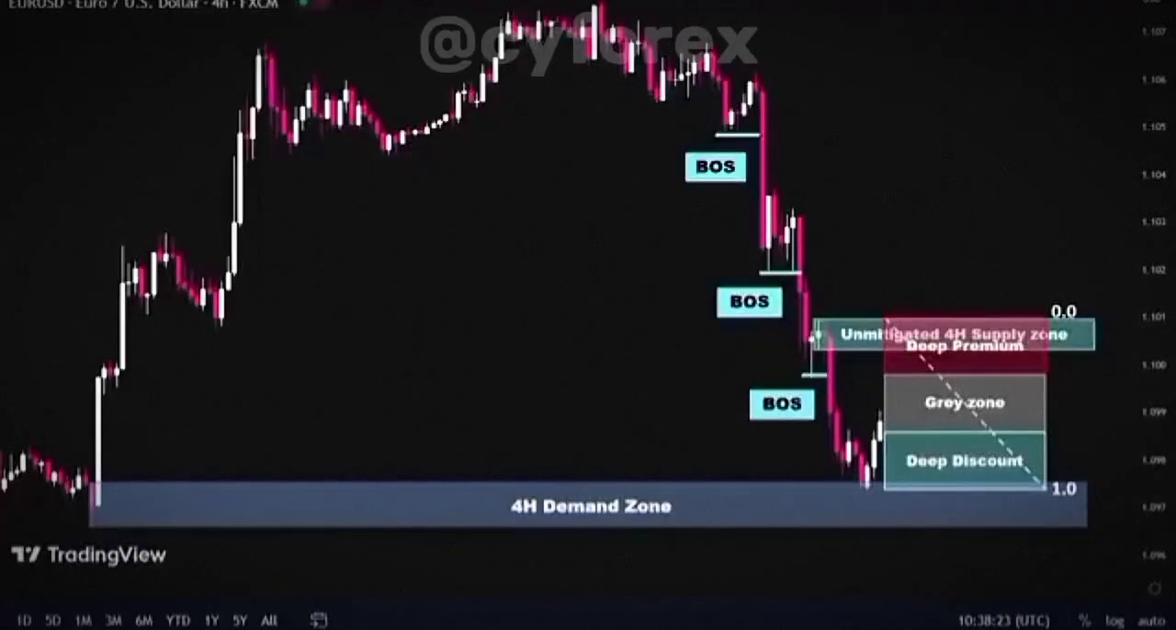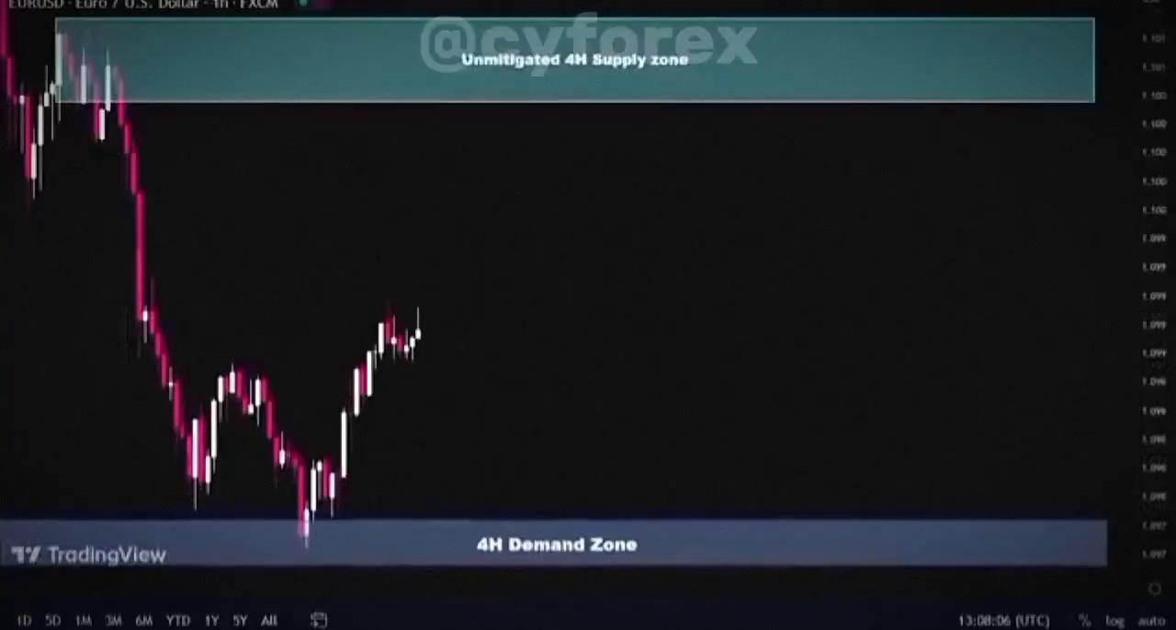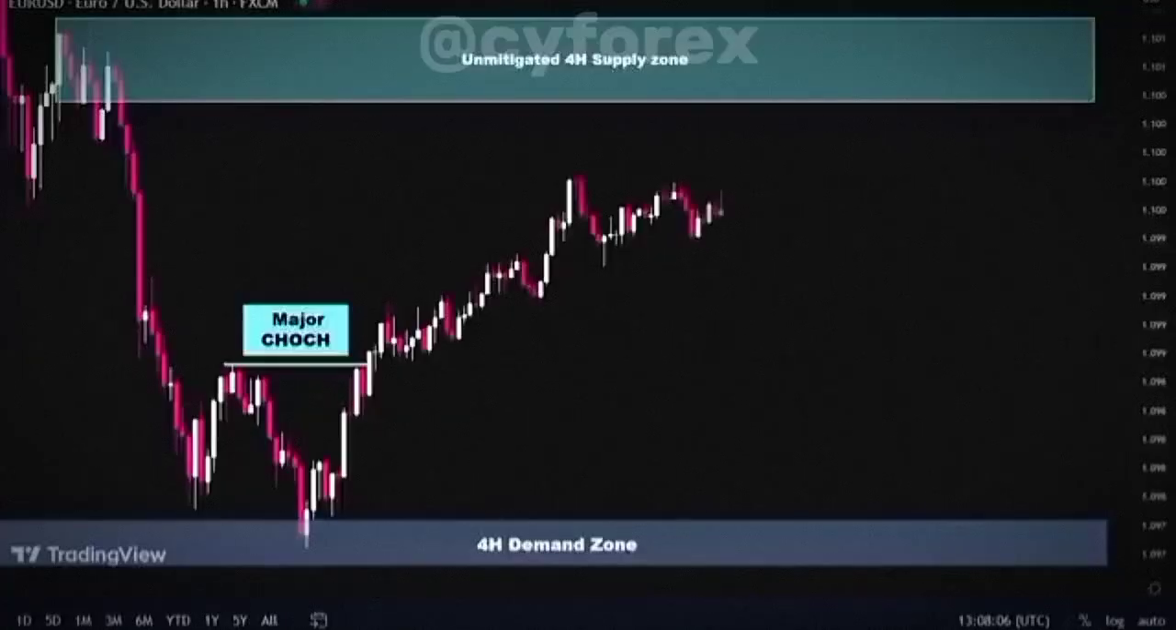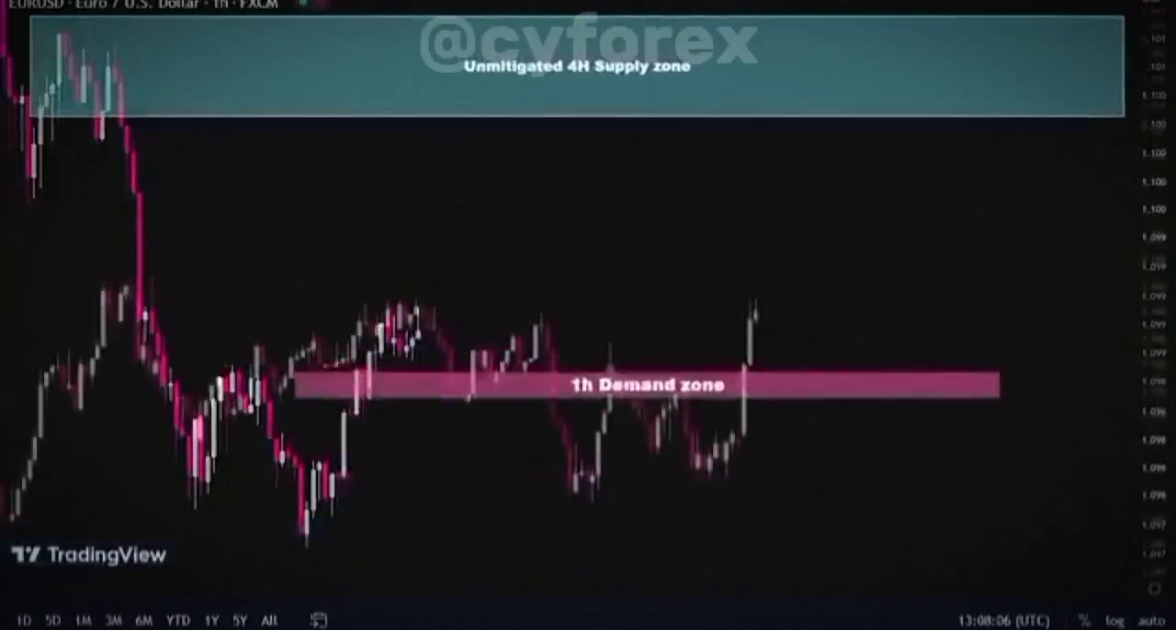Next, I'm going to zoom in on the 1-hour time frame. As you can see, price has broken out of this structure to the upside and created a major change of character, followed by a sharp upward movement. To further analyze the price action, I will mark out the demand zones created by the sharp movement and monitor how price reacts when it reaches these levels. To do this, I will zoom into the 15-minute time frame and monitor price action around the demand zones.